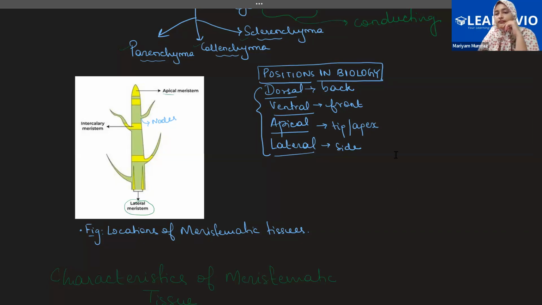Ma'am, meristematic cells have dense and abundant cytoplasm. Okay. Yes, Sarah, you were raising your hand. And the cells of the meristematic tissues are thin. Yes, ma'am. Okay. What else? Are the meristematic tissues dead or are they living tissues?